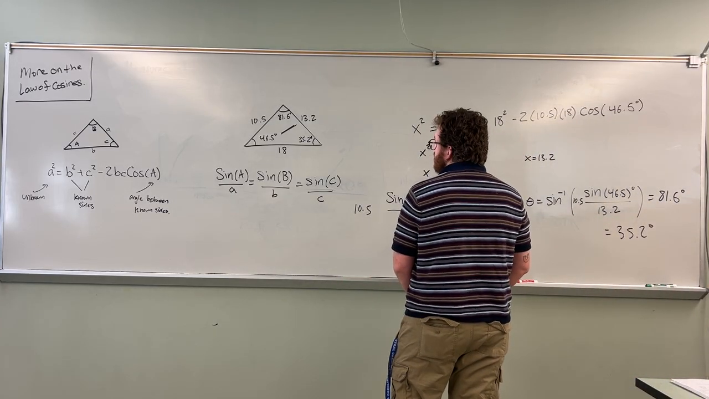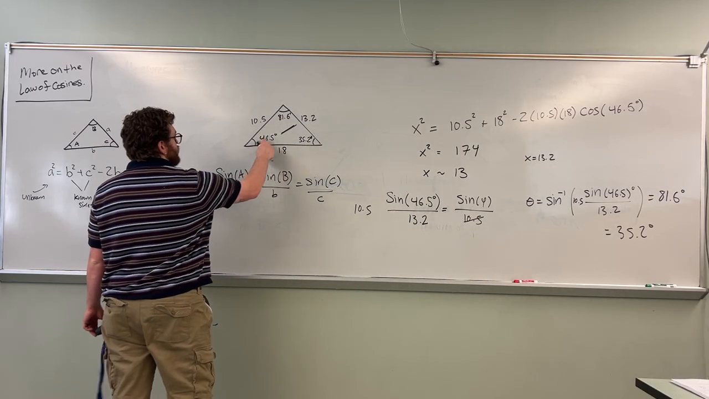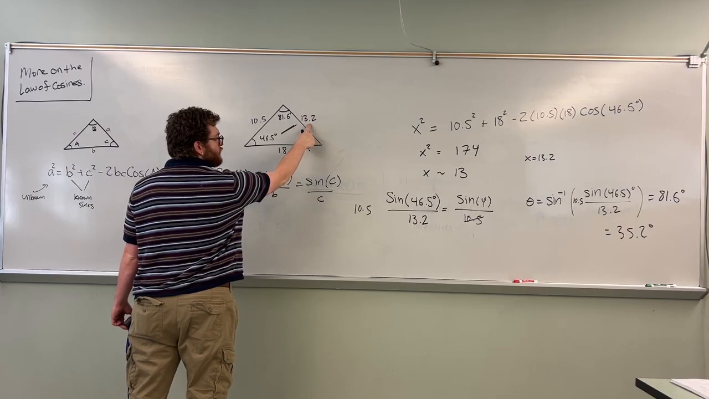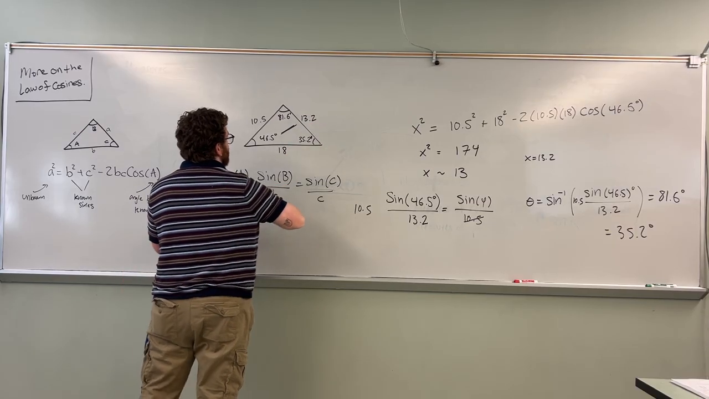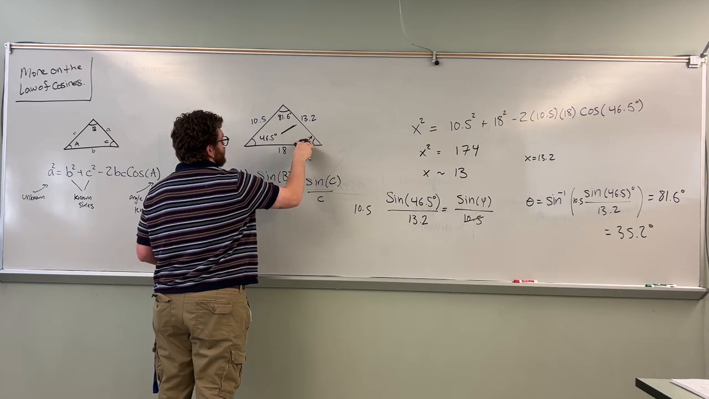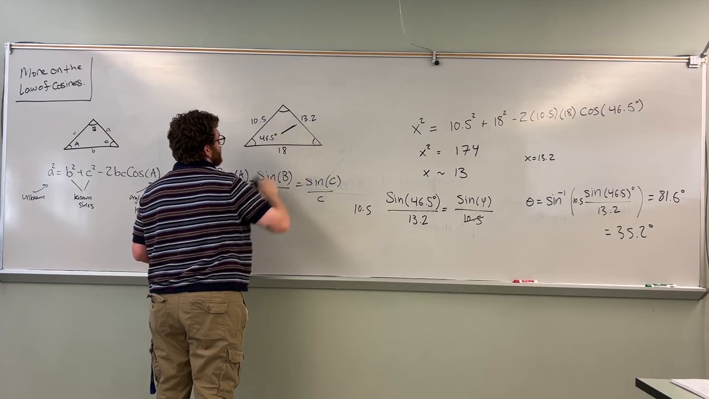What information did we already have? We figured out just 13.2 using law of cosines. So I had that. 10.5 and 18 were already given to us. So something about these two angles was off. So I just need to check my work there.